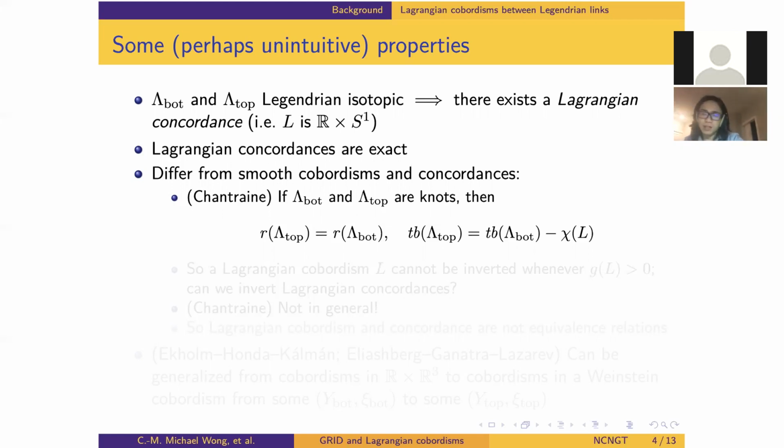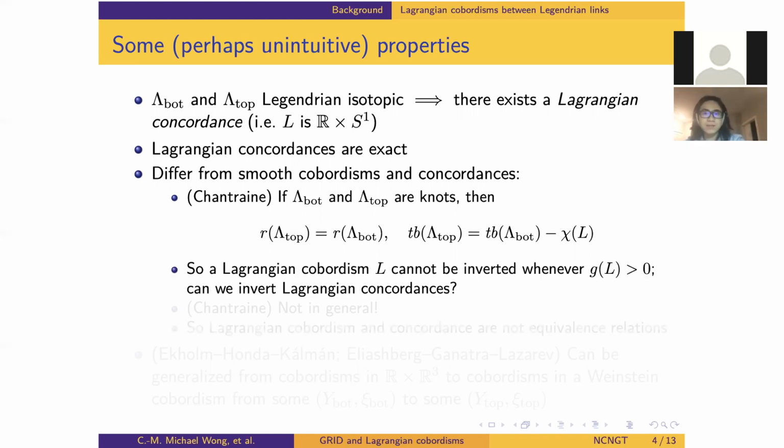In particular, if you look at the TB equation, there's chi of L there, the Euler characteristic, which means that if you fix the two Legendrian knots at top and bottom, the genus of any Lagrangian cobordism in between, should one exist, is fixed. This is in stark contrast to the smooth category, where if you have a cobordism of genus G, then you have a cobordism of genus G plus 1 and G plus 2. You can just add handles and tubes and whatever. But you cannot do that to Lagrangian cobordisms.